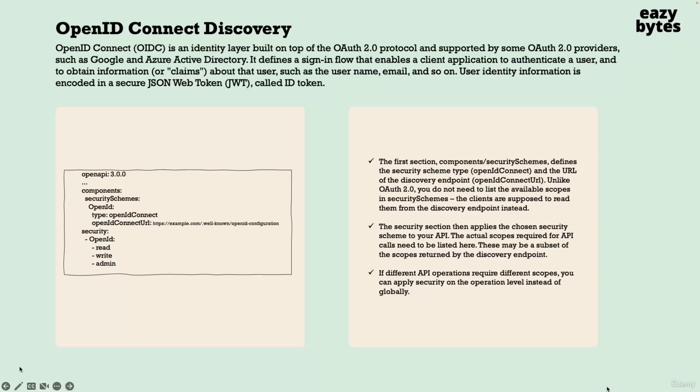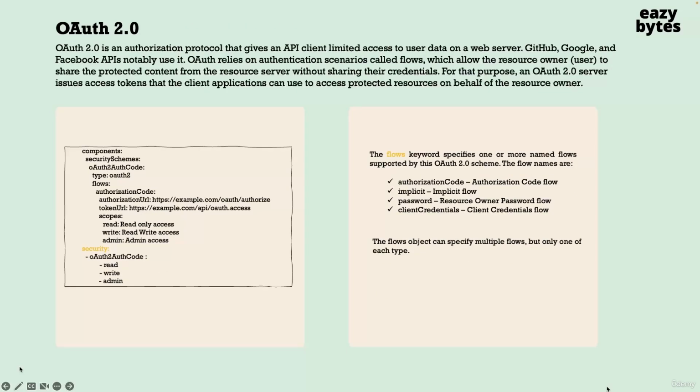But since these are advanced topics, I would request you to take a course on OAuth2 and OpenID Connect if you are interested. But let's come into the discussion of how to describe these frameworks or security requirements inside the OpenAPI specification. Whenever you want to describe the OAuth2 framework inside your OpenAPI specification, you need to use the type as OAuth2, and inside the OAuth2 framework there are multiple flows that are supported based upon the scenario you are into.